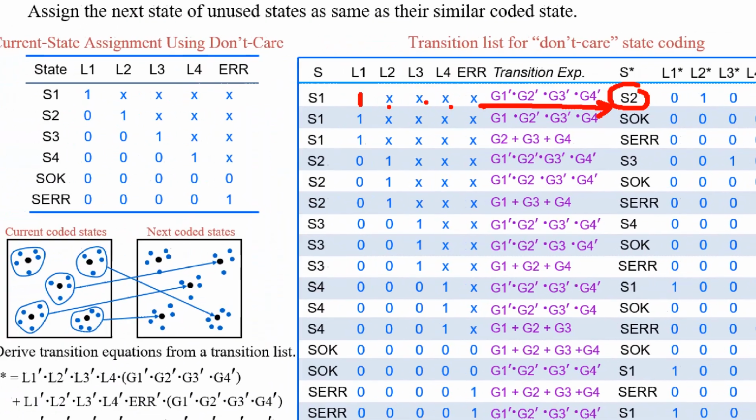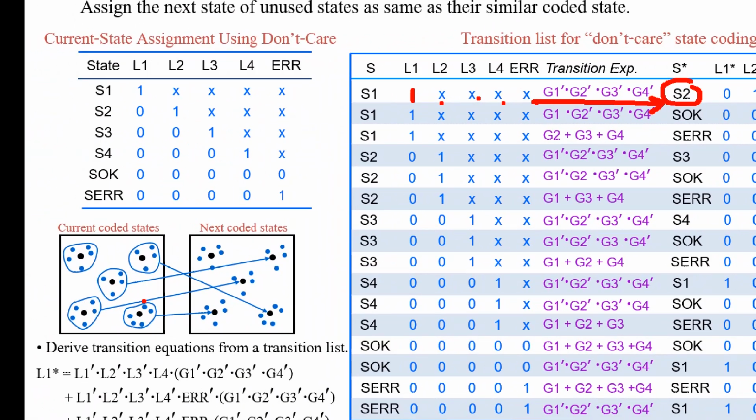So if we write some idea, something like this, this normal state, by this input condition you go to this state. So the undo state that has a similar binary code, let it go to the same next state.